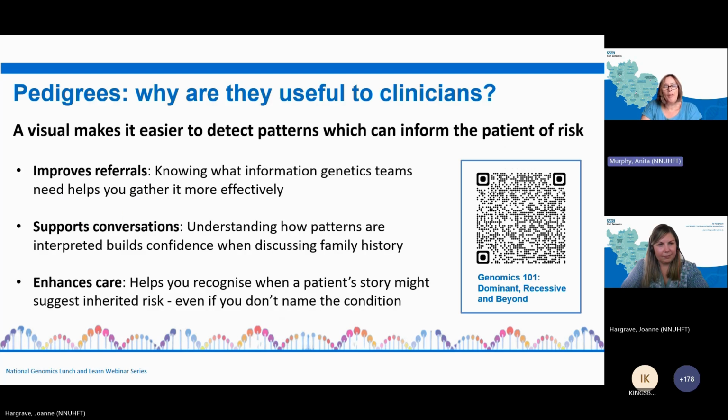So pedigrees, why are they useful to clinicians? Why do we talk about taking this visual family tree? It helps improve referrals. Knowing what information the genetics team needs helps you to gather it much more effectively, and it can support the conversation. By understanding how patterns are interpreted, it can build confidence for when you're discussing family history with different family members, and it will enhance care because it will help you to recognise when that patient's story might suggest an inherited risk. So even if we don't know what the condition is, we can see there is a pattern of inheritance, as we saw in Julie's family tree just a moment ago.